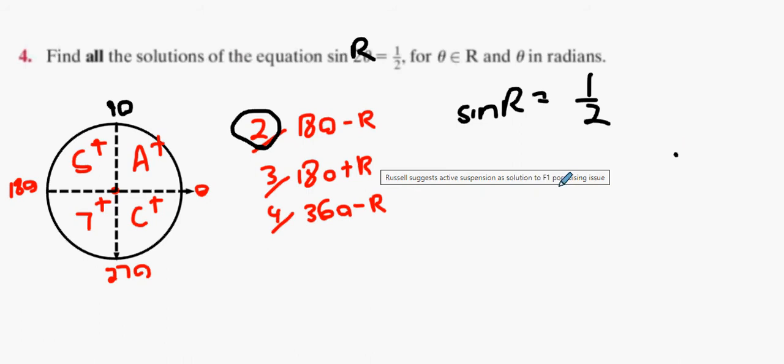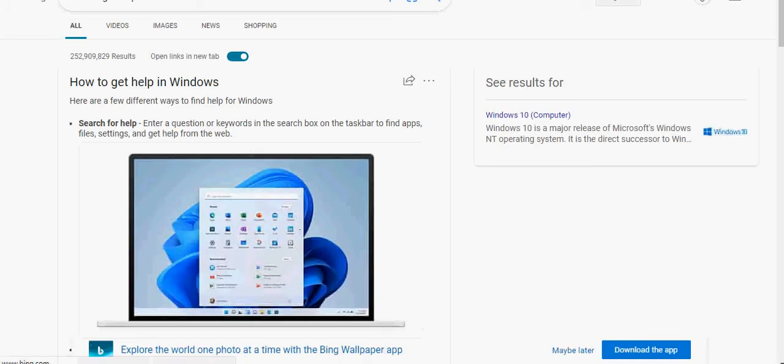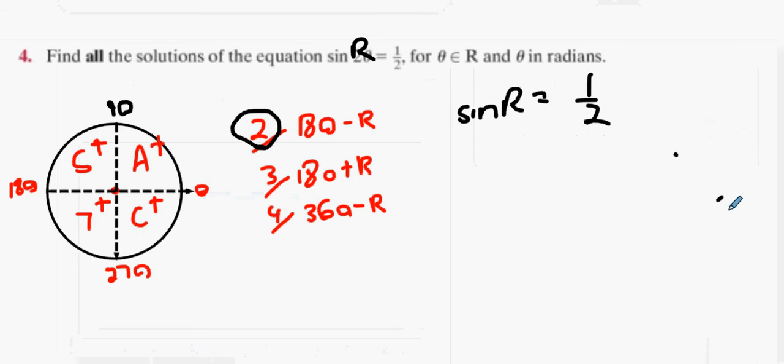Russell suggests activity suspension. How do I see that? It's a Formula 1 thing that popped up there. Really weird.